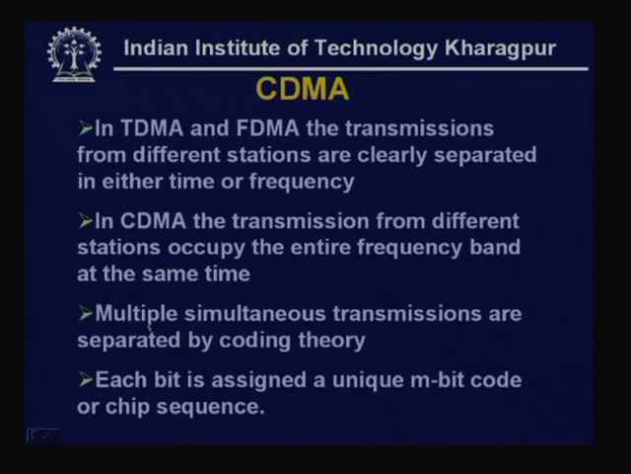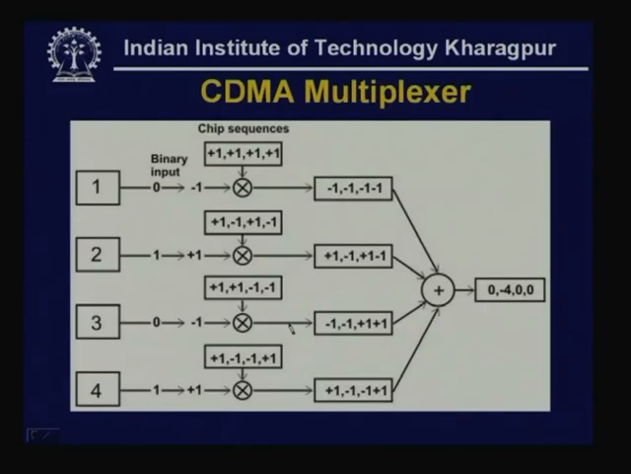Now, it is possible to have multiple simultaneous transmissions separated by coding theory. So, we have to use some kind of coding theory, so that it is possible to have multiple simultaneous transmissions which can be separated by coding theory. What is being done? Each bit is assigned a unique m bit code or chip sequence. That is the basic idea. That means, each bit of a channel is assigned a unique m bit code or chip sequence. As you can see, how the multiplexing is being done is shown here.